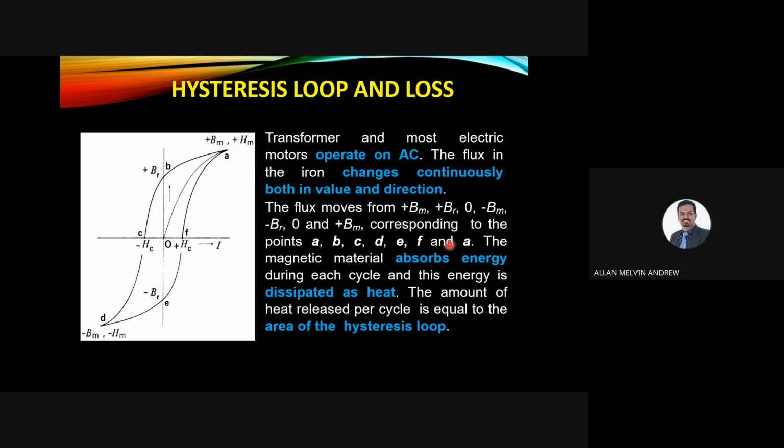and E again. The magnetic materials absorb energy during the cycle, and the energy is dissipated as heat. So when it's positive, it will be absorbed, and when it is negative, it will dissipate as heat. The amount of heat released per cycle is equal to the area of the hysteresis loop. So when we calculate the area inside here, it's actually the amount of heat released or gained in the system.